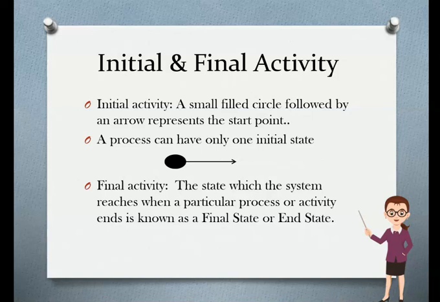A final activity is the state in which the system reaches when a particular process or activity ends. So to represent the end of the activities, a final state is used, which is known as an end state. To represent the end state, we use an arrow followed by a filled circle inside an empty circle. So the final activity is represented with the help of this notation.